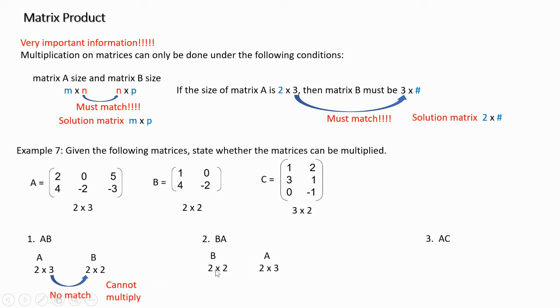Okay, now B times A, right? So matrix B is 2 by 2, and matrix A is 2 by 3, right? Like this is A times B, this is B times A, right? When you multiply real numbers, wouldn't it be the same answer? But with matrices, they go by the order. You see, A times B is not B times A.